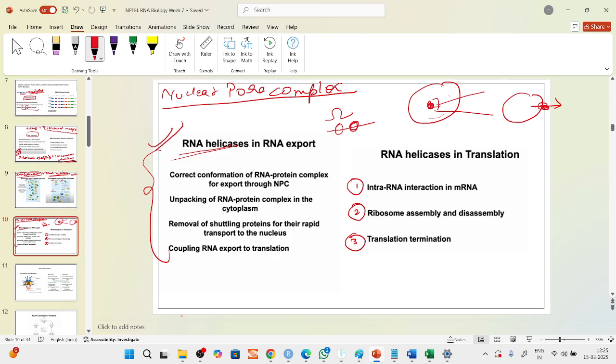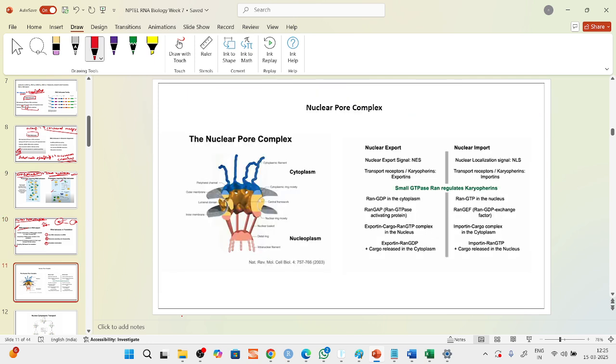Then it also helps in the assembly and the disassembly of the ribosomes, which attaches to the RNA. And in the termination of translation also, these RNA helicases help because they can help in the detachment of the Rho proteins that have bound to the Rut sequence. So it can help there also. But that is in termination. Okay, we're talking about termination. That is in translation, but here also it helps in the detachment process.